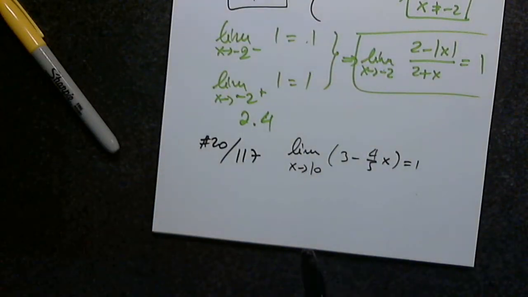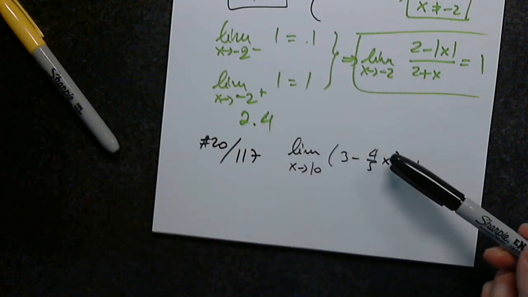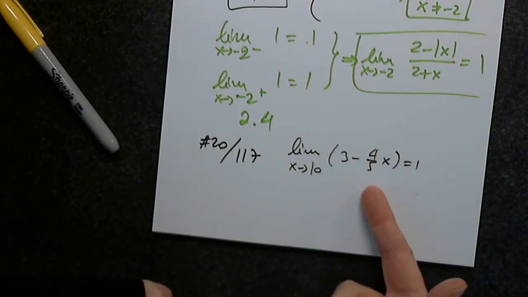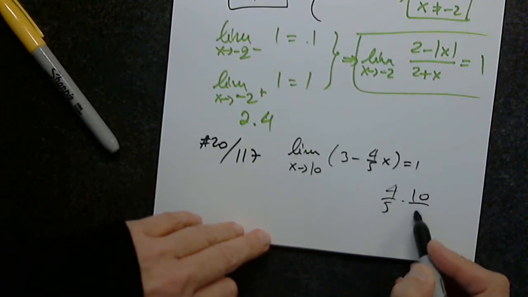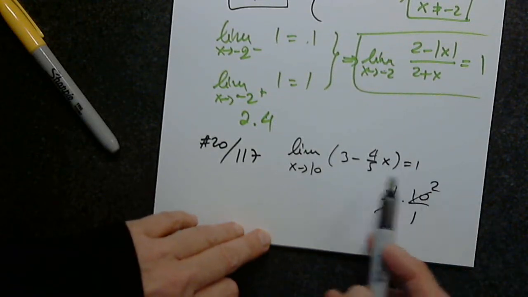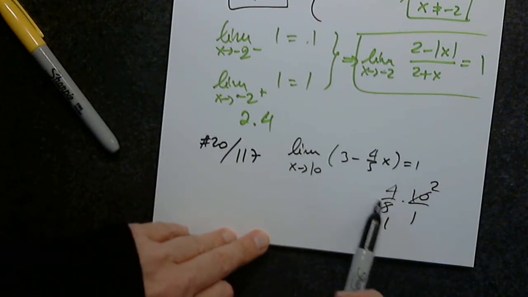So first of all, I will plug it in and make sure that it's 1. Is it 1? So 4/5 times 10 over 1. 4/5 times 10 over 1 is 8. 3 minus 8. Is it 8?